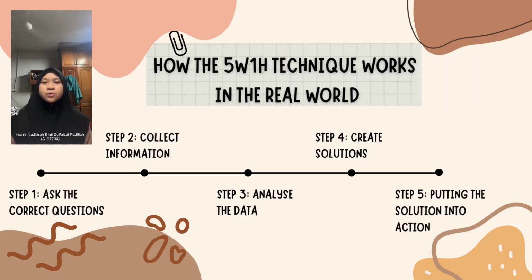How does the 5W1H technique work in the real world? These steps are widely used to guide the application of the 5W1H approach in problem solving, decision making, and analysis. Step 1. Ask the correct question. Asking the correct question is the first step in using the 5W1H method. This involves choosing the problem and the knowledge needed to solve it. To ensure that all important information is collected, use the 5W1H questions: who, what, where, when, why, and how.